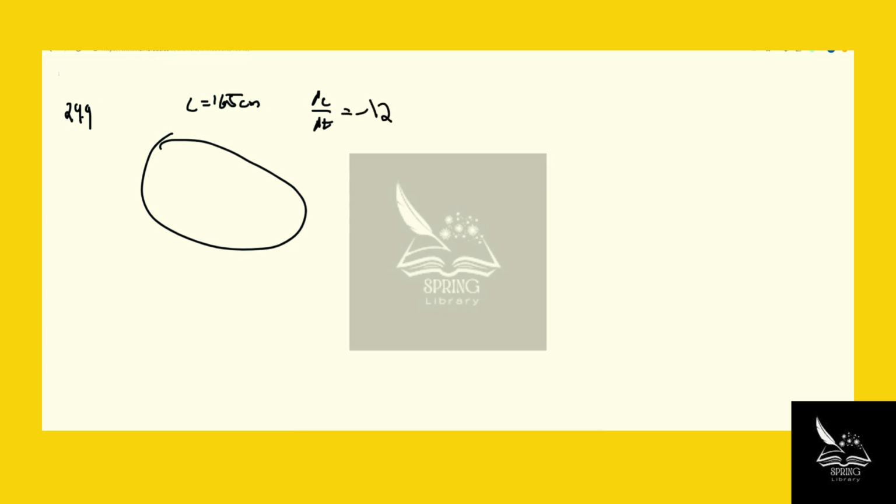Okay, so we're doing chapter 29, problem number 9. This problem says there's a circular loop of flexible iron wire that has an initial circumference of 165 centimeters, but it's decreasing at a constant rate of 12 centimeters per second. So dC/dt is negative 12.0 centimeters per second.